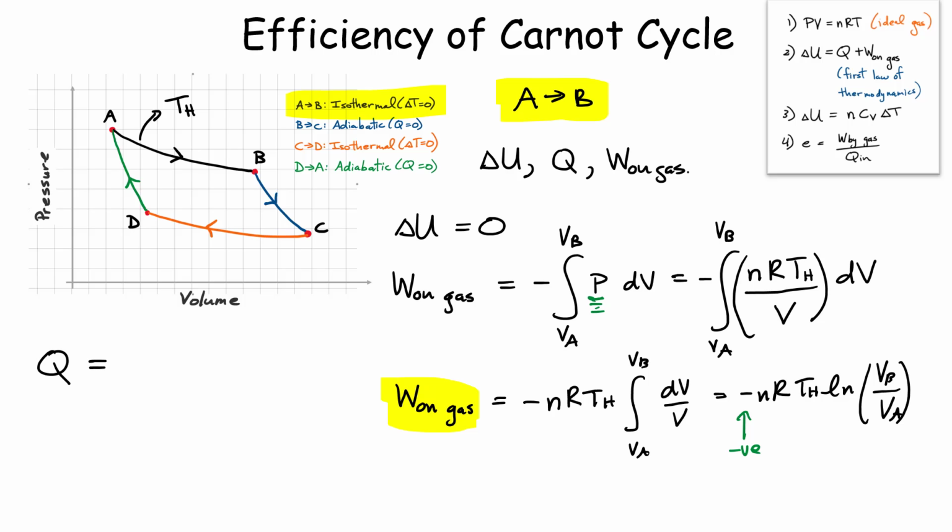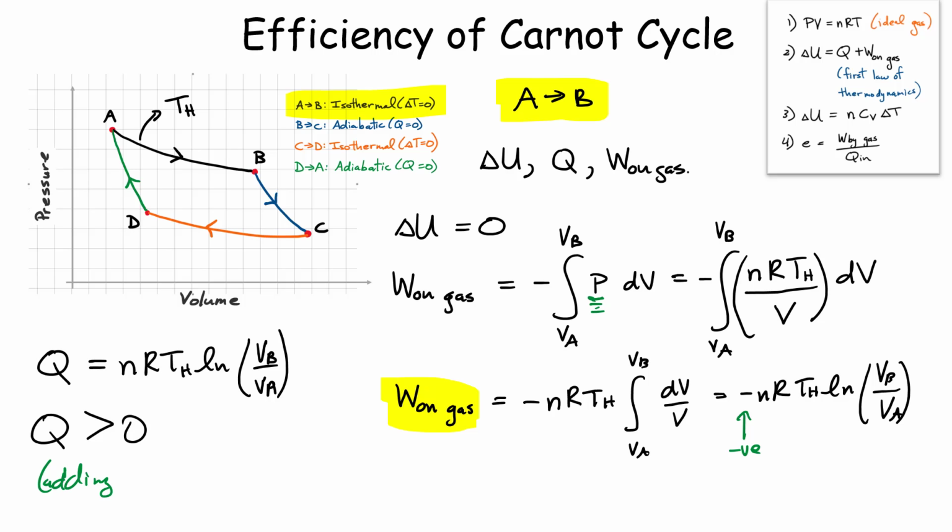Delta U is 0. I bring the work done on the gas to the other side. What am I left with? I'm simply left with this value, nRT_H natural log of VB over VA. And guess what? Q for this is bigger than 0. What does that mean? That means you're adding energy, or heat, into the system. So a lot of times you represent that with just some arrow here, and this is how much heat I'm adding into the system for this isothermal expansion. Okay, so we have the 3 variables for that process.